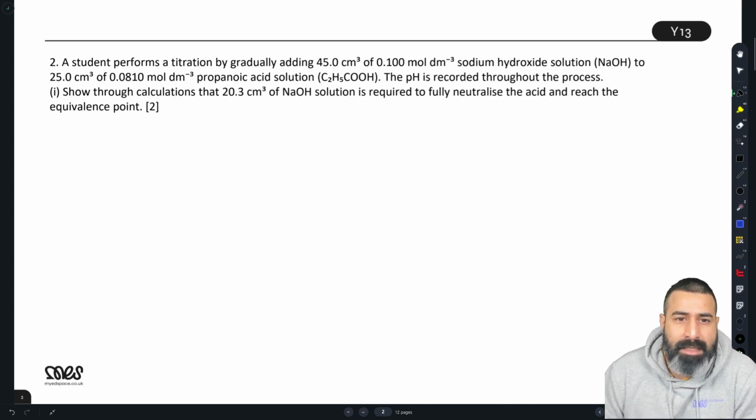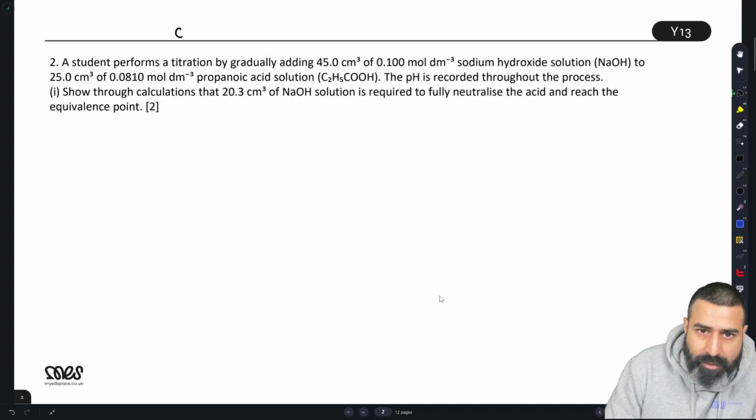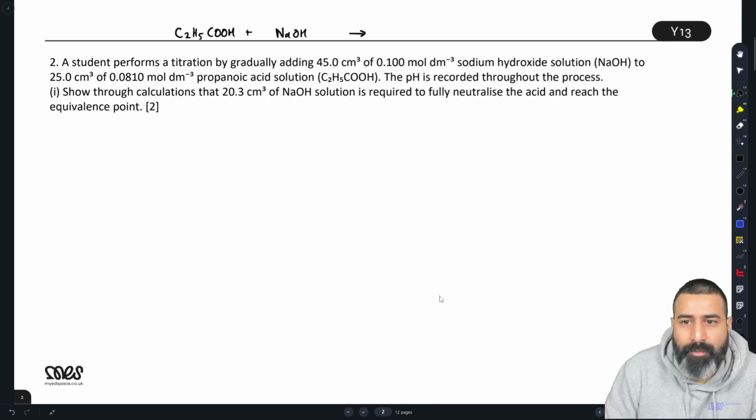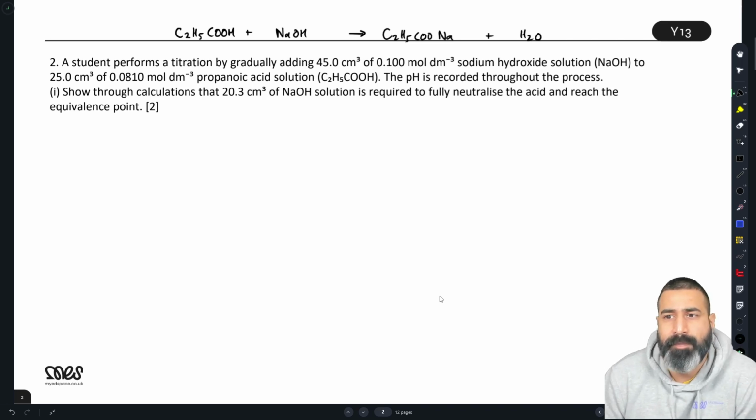So it looks a little bit more meaty. A student's doing a titration, and they're gradually adding that volume and concentration of sodium hydroxide to this weak acid, propanoic acid. Even though it's not really asking for it, I'm going to write out my equation because it might come in handy. So that's my weak acid, and here is my strong base. And I am going to get sodium propanoate, that's my salt, and water being produced. So I'm guessing we're making a buffer in situ.